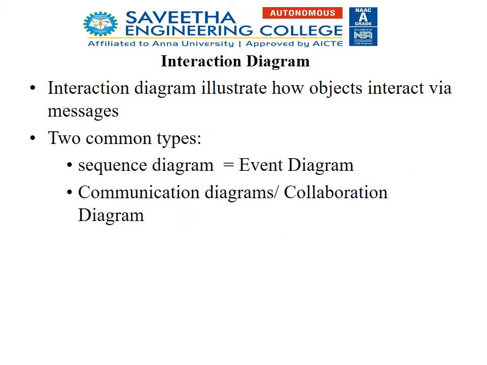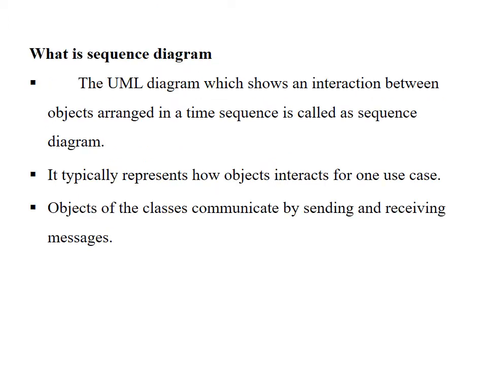What is an interaction diagram? An interaction diagram illustrates how objects interact via messages. There are two common types of interaction diagram. The first one is the sequence diagram, which is otherwise called an event diagram. The next one is the communication diagram, which is otherwise called a collaboration diagram. So what is a sequence diagram?